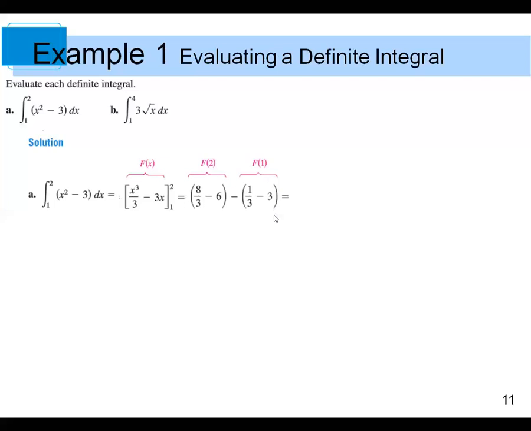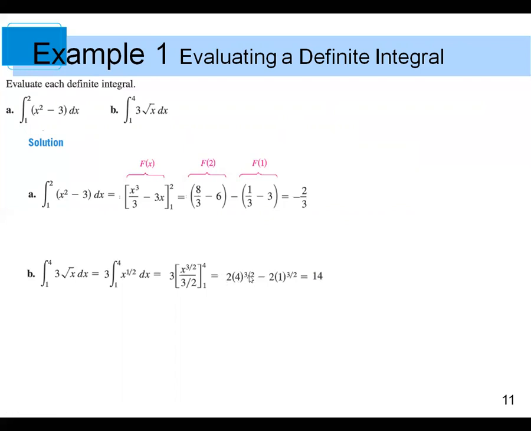These parentheses are important because you want to subtract the value of f of 1, which is given by 1/3 minus 3. So you would get negative 2/3. B, the 3 times the square root, you could rewrite that, factor out a 3, and 1/2 exponent. So the new exponent would be 3/2, multiply or divide by 3/2, and you would get, or you can multiply by 2/3, I like to multiply by 2/3. Then the 3's would cancel and you just have 2 times x to the 3/2, so plug in 4 and 1 and subtract. You get 14.